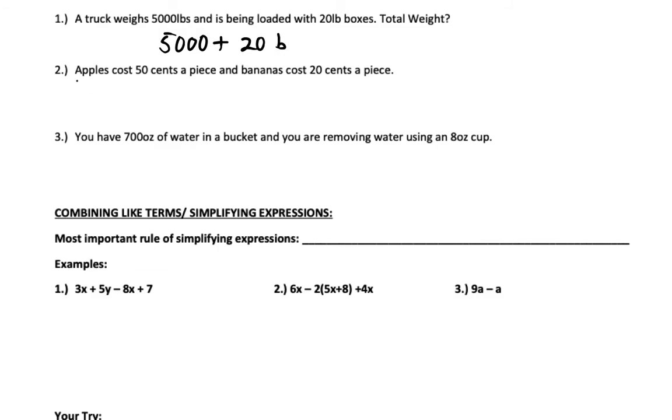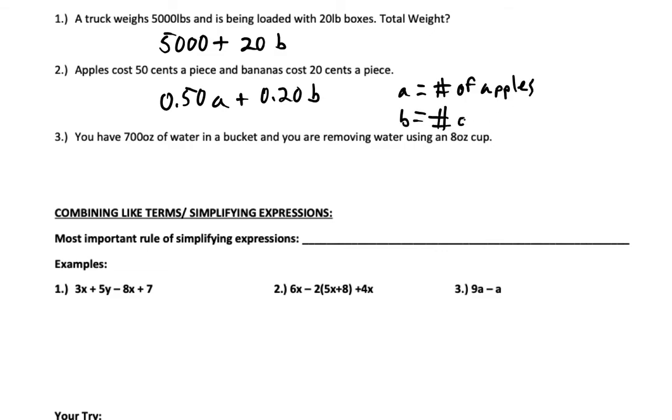How do you write an expression for apples that cost 50 cents a piece and bananas that cost 20 cents a piece? Well, for this we would have 50 cents for each of the apples we buy. Could be 1, could be 1,000. And we have 20 cents for each banana we buy. Could be 3, could be 12, we just don't know. To make sure, we're also going to define our variables. So A would be our number of apples, and B would be our number of bananas.